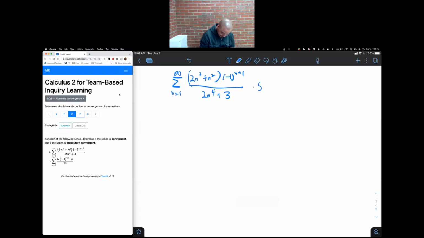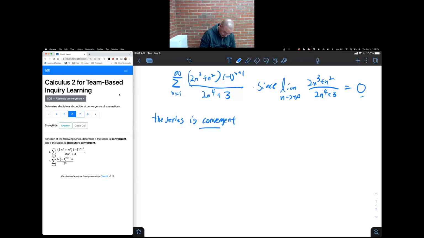So, since the limit as n goes to infinity of 2n cubed plus n squared over 2n to the 4th plus 3 is equal to 0, and there's a number of ways to see this. We can compare the cubics to the quartics, or we could just apply L'Hopital's rule. Either way, we get 0. This series is convergent by the alternating series test.